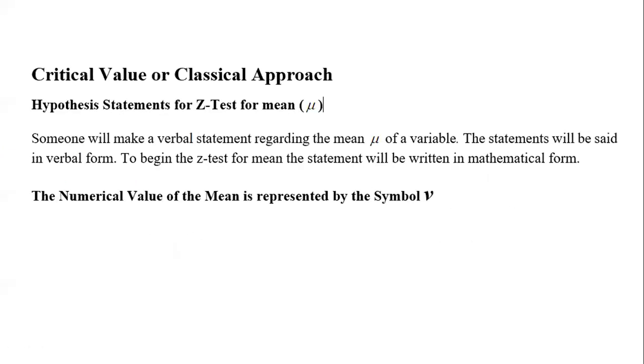Here we're going to discuss the critical or classical approach to hypothesis testing. The hypothesis statements for z-test for mean mu. Someone will make a verbal statement regarding the mean mu of a variable, the population mean. Okay, the statements will be said in verbal form. To begin the z-test for mean, the statement will be written in mathematical form. So that statement, which is the hypothesis, will be converted from words to symbols. So I repeat, in the z-test for mean, the worded hypothesis will be converted to symbolic form or mathematical form. Here, the numerical value of the mean is represented by the value beta, right?